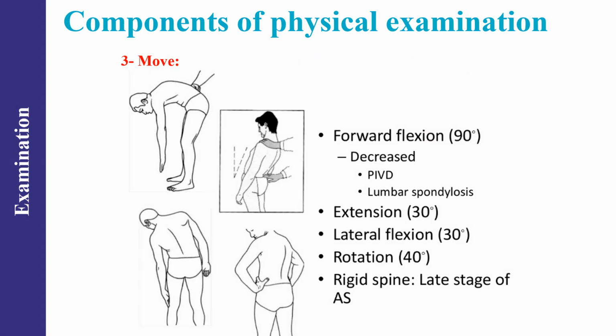The next comes the movements. So you have to check all the movements: the flexion, extension, lateral flexion, and the rotation. All the movements will be affected in ankylosing spondylitis because of the rigid spine, and usually the flexion will be affected in mechanical type of pain.